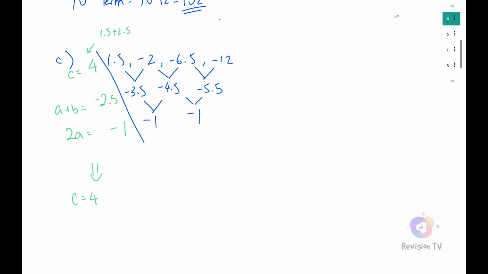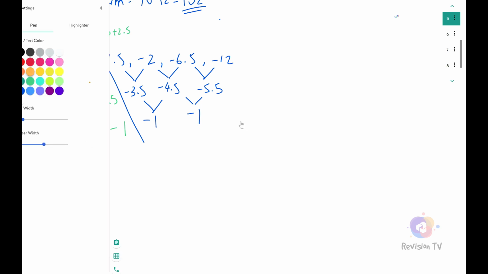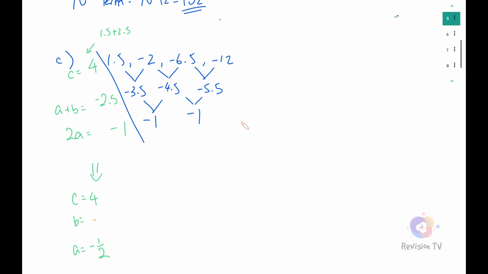Now 2a equals minus 1, so we can work out b and a. A is going to be negative a half. Now, do take some time to work out the value of b carefully. So a is minus a half, plus something equals minus 2.5. So that something must be minus 2.5 plus a half, which is minus 2. So the value of b is minus 2.